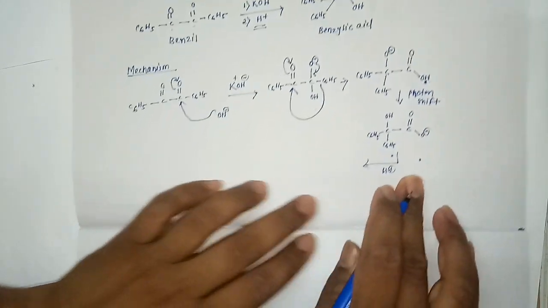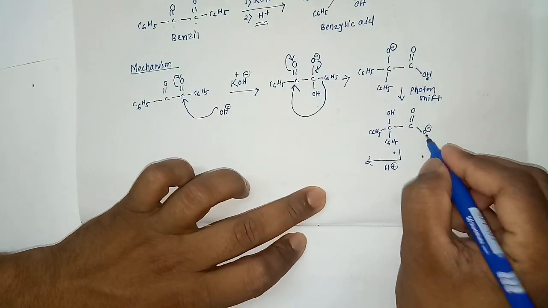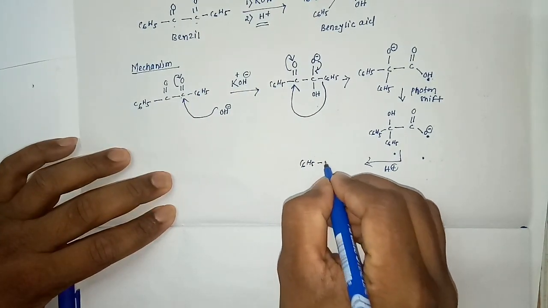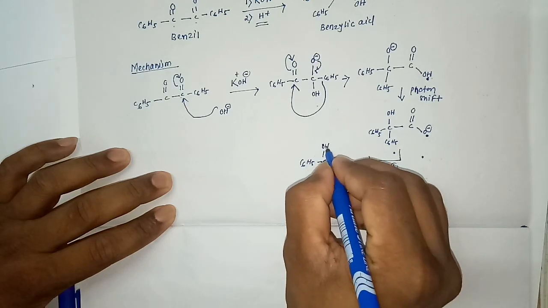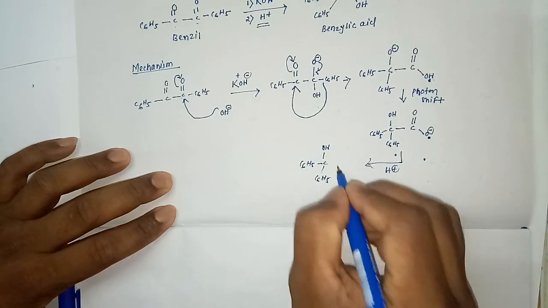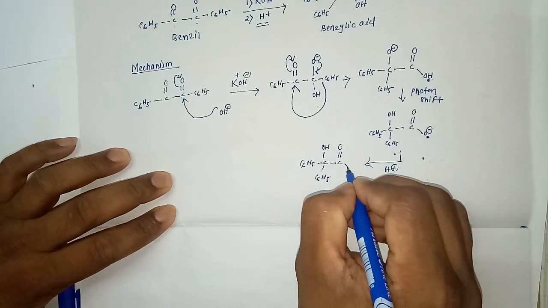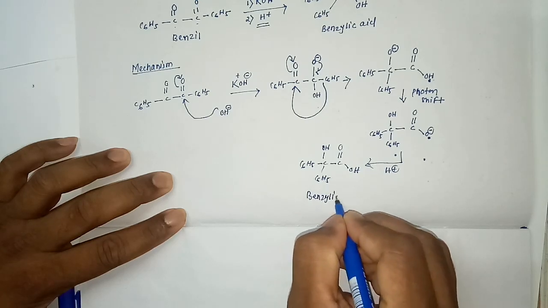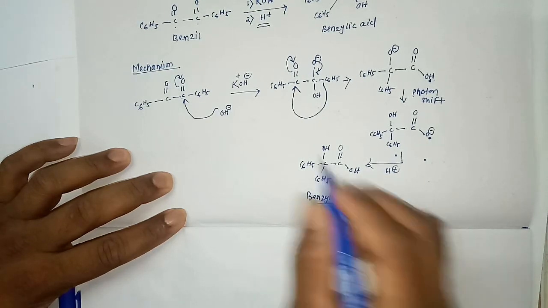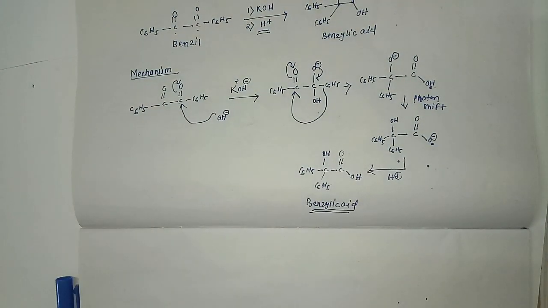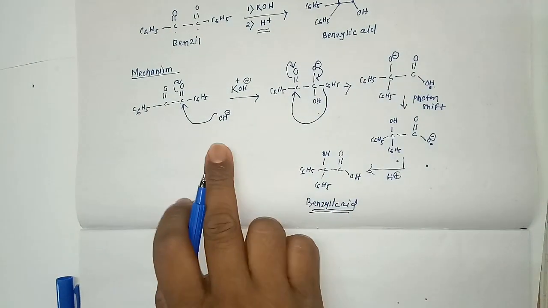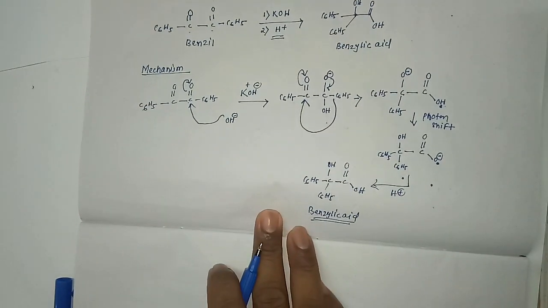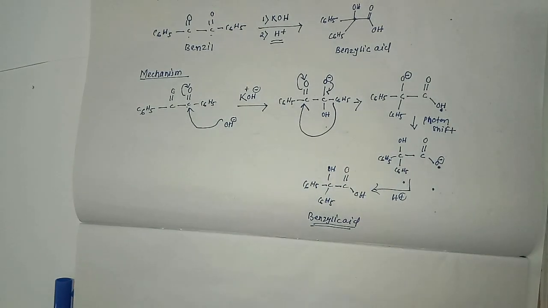In the final step, we have H plus ion in our solution, so the H plus ion attacks this oxygen. Finally we get C6H5-C-OH, C6H5, C=O, and this is the benzilic acid. So this is called the benzilic acid rearrangement. This is the definition and this is the complete mechanism. Now let's discuss some important questions related to this benzilic acid rearrangement.